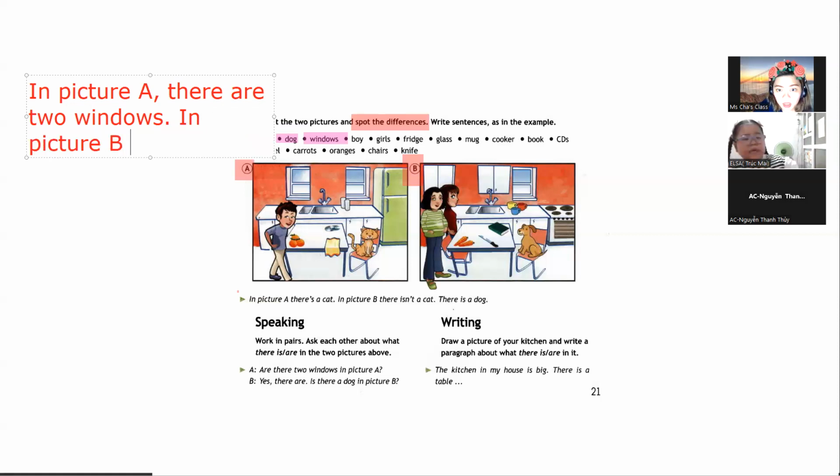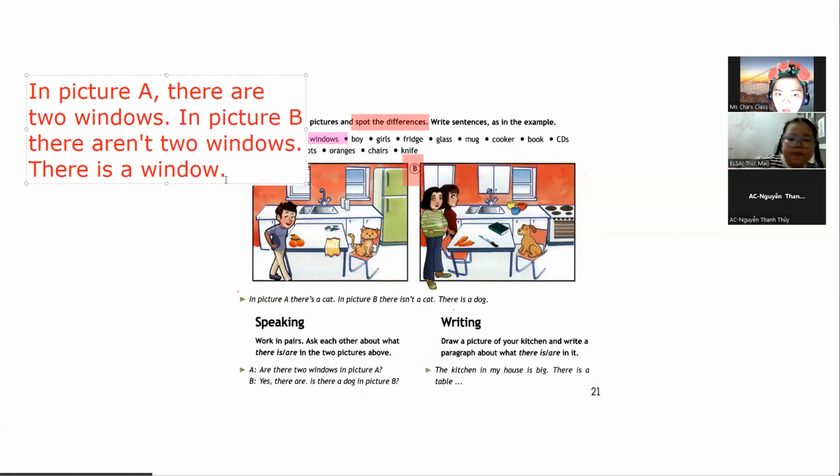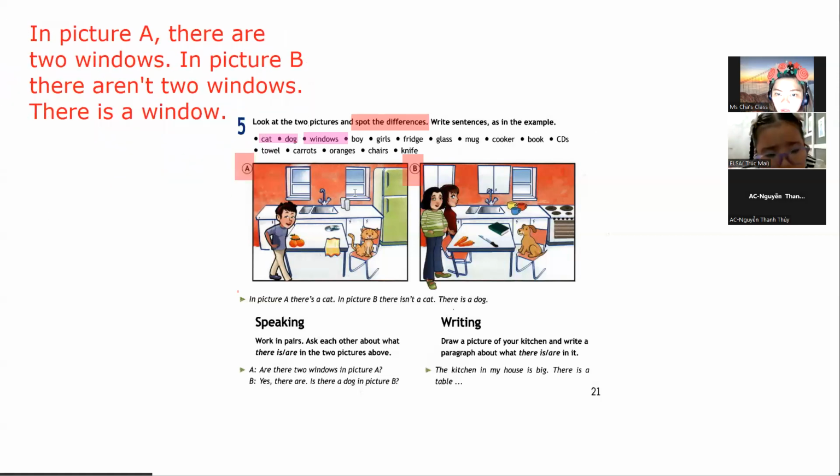How about you do it this way? In picture B, there aren't two windows. There is a window. All right, again. So you are right. So the first one is the window. What comes next?